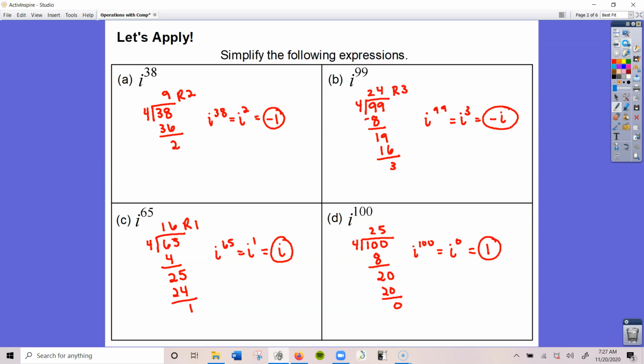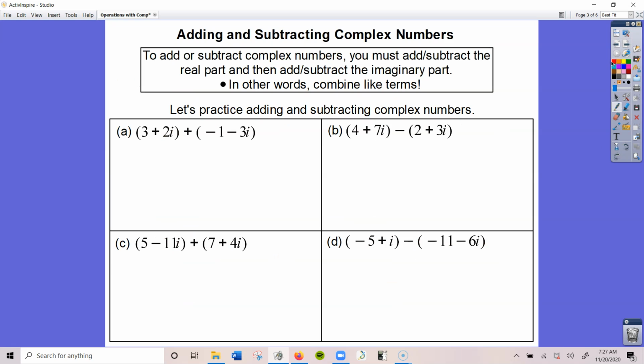Now let's start looking at operations with complex numbers. We're going to start with adding and subtracting. Now we have parentheses around the complex number, but if you're just adding, you can remove those parentheses. So for example, 3 plus 2i, and I'm going to add the complex number -1 minus 3i.